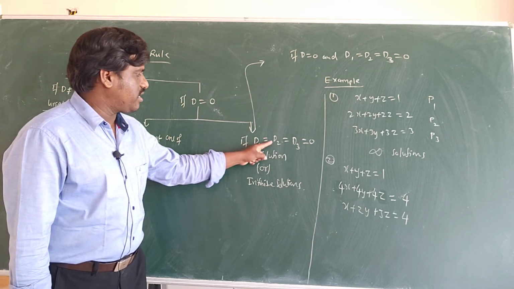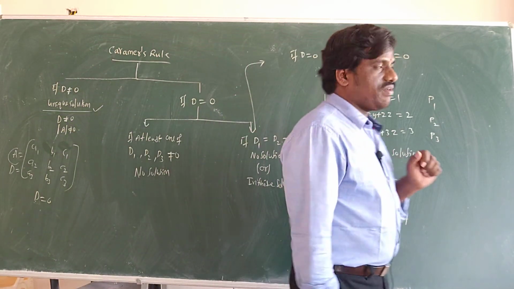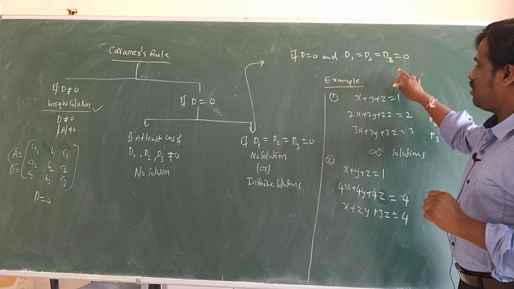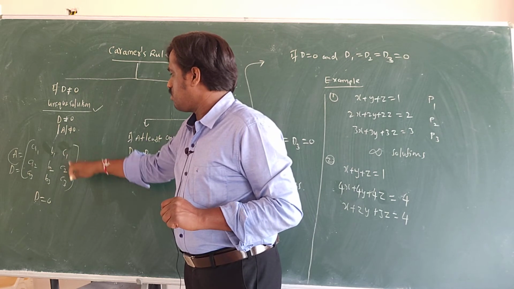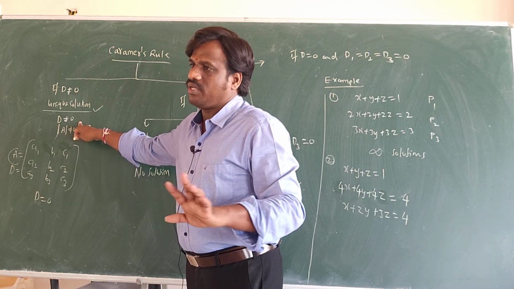If you get D1, D2, D3 and D as 0, for example, whenever you get D equal to 0 and D1, D2, D3 equal to 0, then we have to check like this. If D is 0 and any one of them is not equal to 0, then no solution. If D is not equal to 0, unique solution.